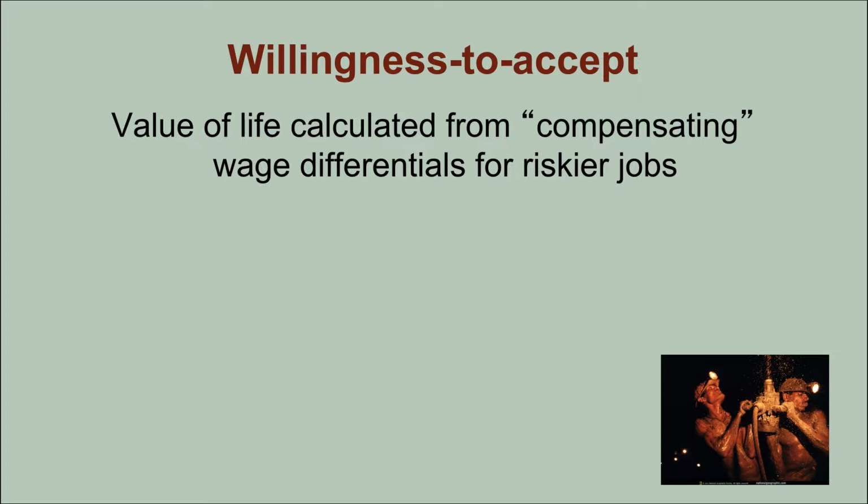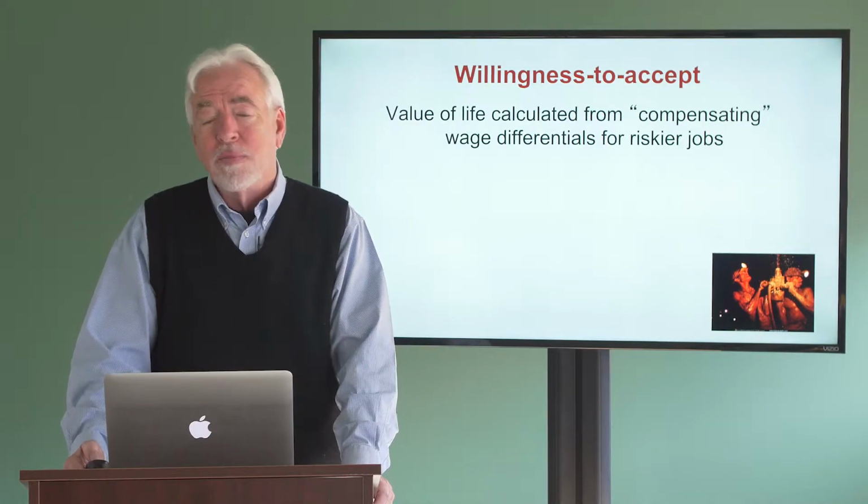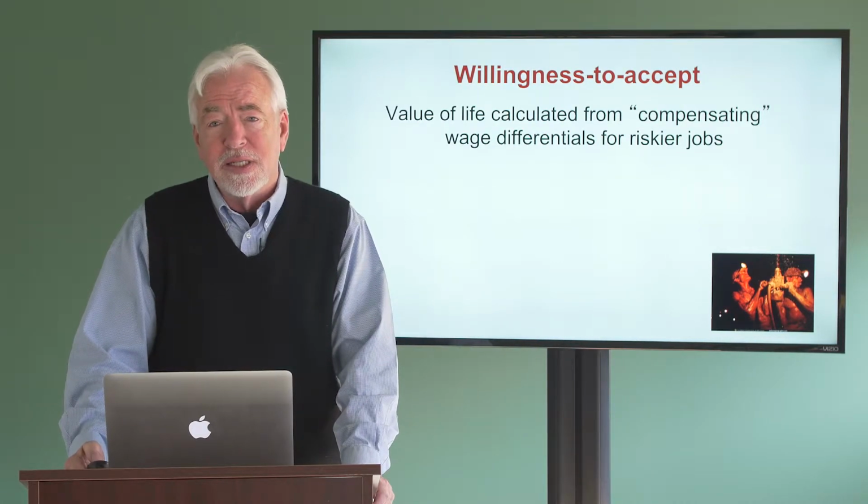A third way to come up with a value of a statistical life is to look at, well, let's see how much people are willing to accept, how much you have to pay them in order to risk their lives. And the way economists do this, and this is a pretty widespread way to come up with these numbers, these values of statistical lives, is by looking at what are called compensating wage differentials for riskier jobs. So you compare two jobs that are pretty similar. Say you've got a coal miner and a copper miner, and the coal miner runs an extra risk that the copper miner doesn't run, which is the risk of getting sick and dying from coal dust, from black lung disease.